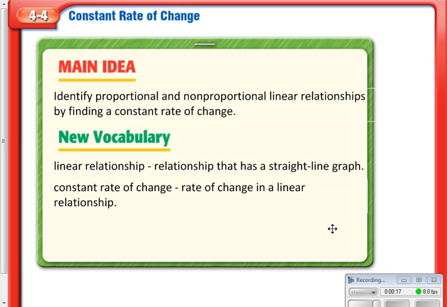Every linear relationship has a constant rate of change. A linear relationship is basically telling you that the graph relationship is a straight line. Okay, it is a straight line. Now, constant rate of change, all linear graphs have a constant rate of change. Constant means it goes up by the same amount. It's consistent, constant. So constant rate of change is what we'll be dealing with today, and then we'll tie proportionality in with it as well.